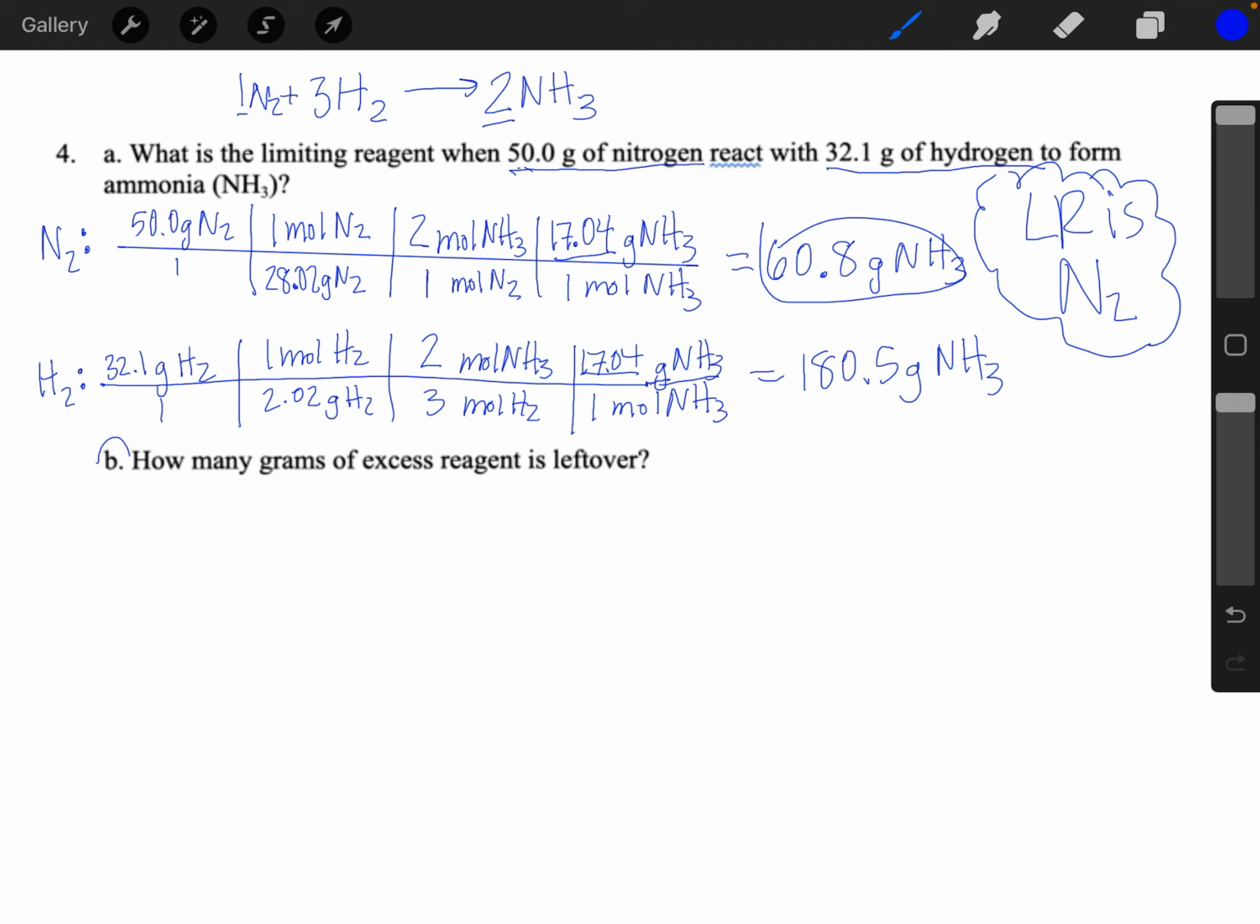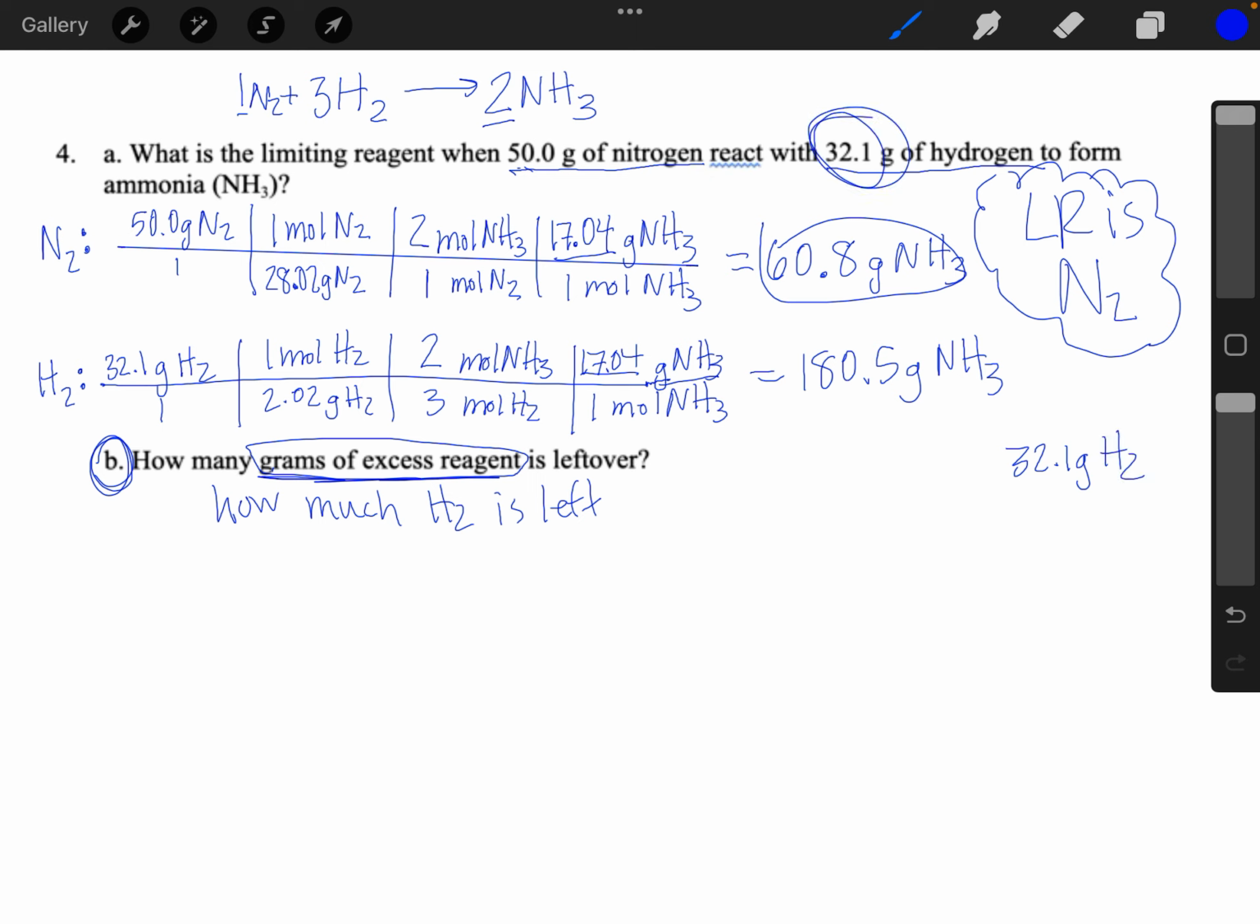And here's where people keep getting stressed, so I'm going to try my best to help you figure this out. This is asking how many grams of excess is left over. In other words, how much H2 is left. We know that we started with 32.1 grams of H2, right? That's how much we put in the test tube. We need to figure out how much we used to be able to find what's left, because that's what they asked us for.